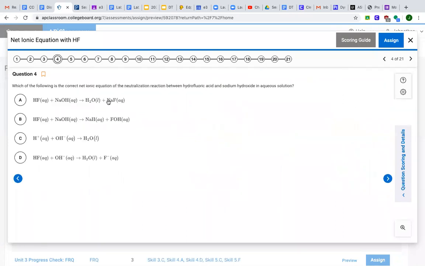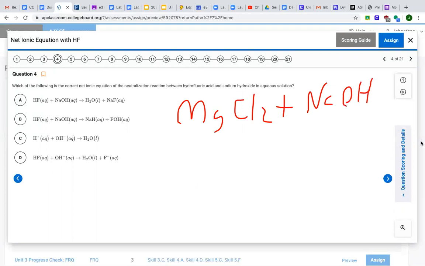Which of the following is the correct net ionic equation of the neutralization reaction between hydrofluoric acid and sodium hydroxide in aqueous solution? Remember how this works. If you have some sort of ionic equation where things are getting mixed, you have to get rid of the spectator ions. So the spectator ions should be gone on both sides. For instance, let's go with MgCl2 plus NaOH.